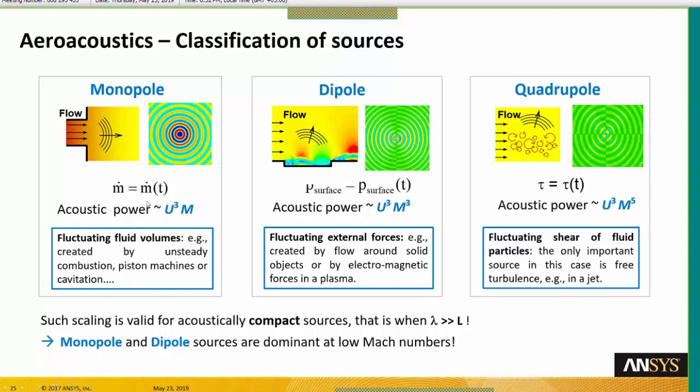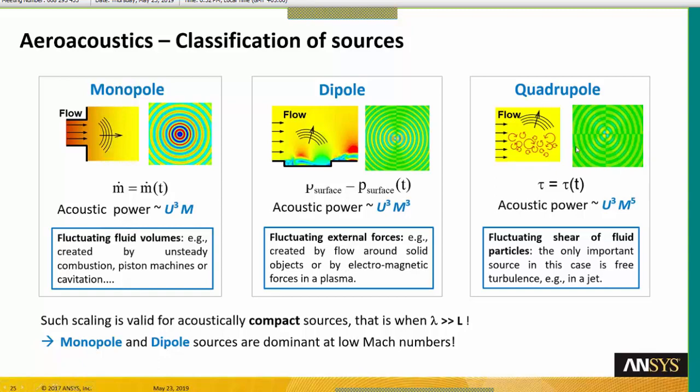Monopole corresponds to a variation of a mass flow. It's a fluctuating fluid volume that is creating, in fact, this sound. So here you have the classical representation of a monopole. The dipole is the interaction. It's usually a variation of surface efforts over some surface. You will have some interaction between the flow and this surface, and we create some dipole contribution. So it is created by flow around solid objects and so on.